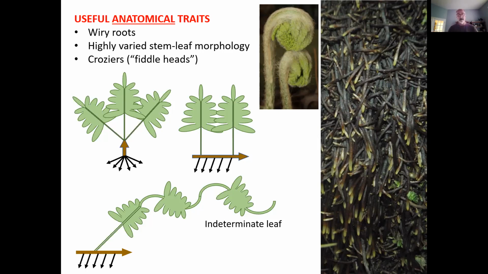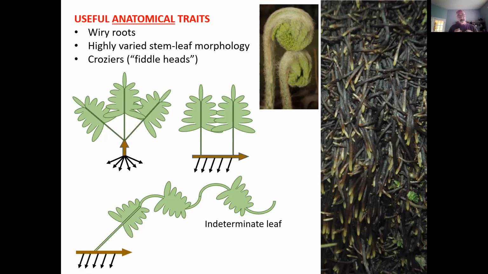which I'm sure all of you know makes bracken very difficult to control. You can burn the grassland that bracken has invaded. It'll just come right back up because the rhizome is completely protected. But this group have all sorts of bizarre stem leaf relationships.